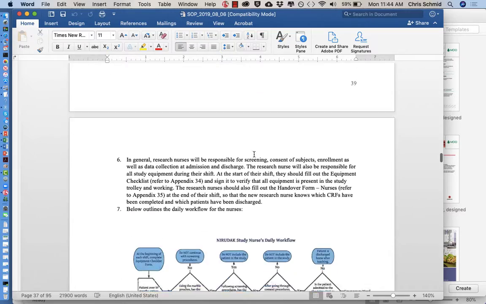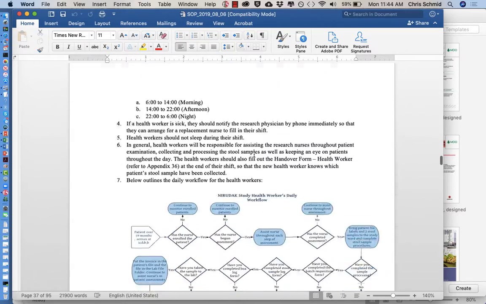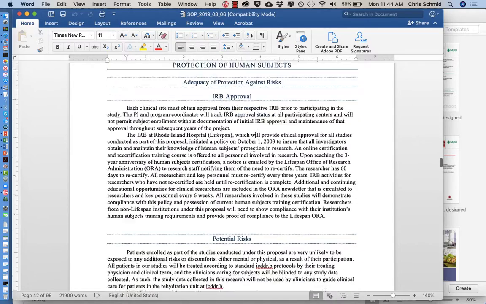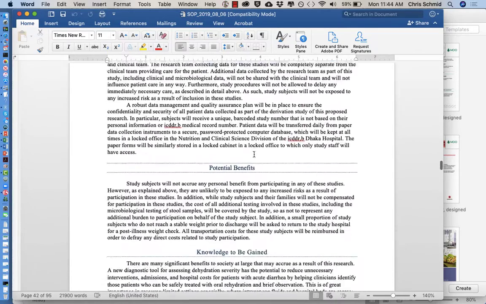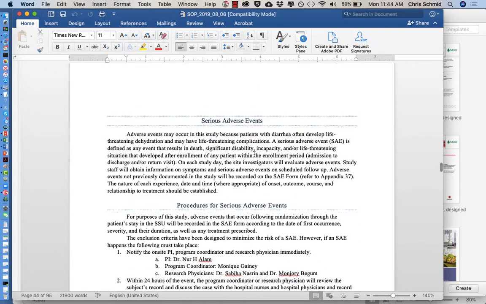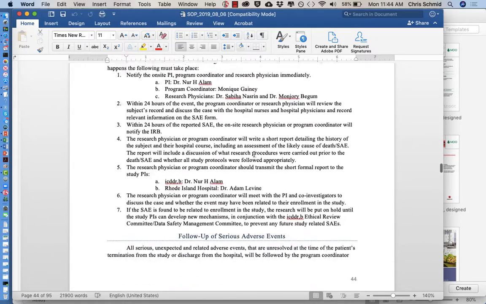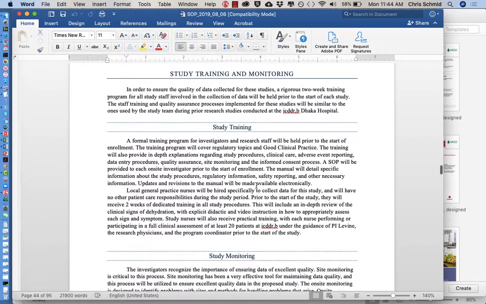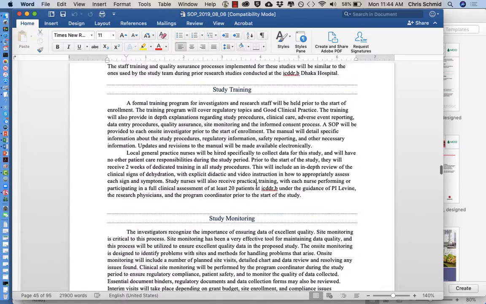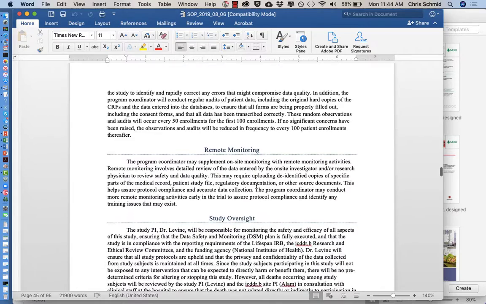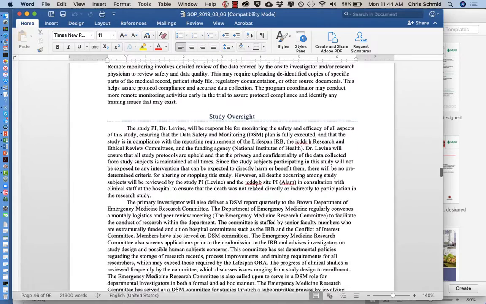And various flowcharts, what do the health workers have to do? Then there's protection of human subjects, potential risk, potential benefits, knowledge to be gained, adverse events, what we're going to do if people have a heart attack in the middle of the study, how we're going to report that, how we're going to follow it up, then how we're going to train everybody to collect this information, how we're going to monitor it, data audits that the hospital or the NIH might do, oversight.